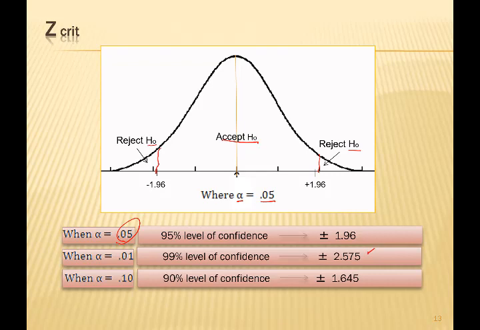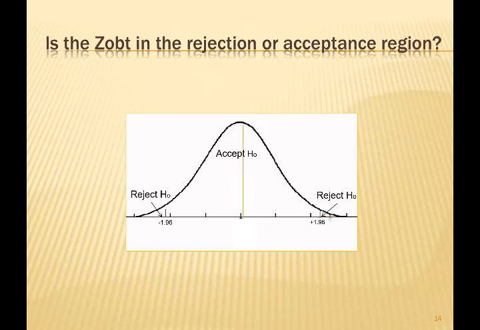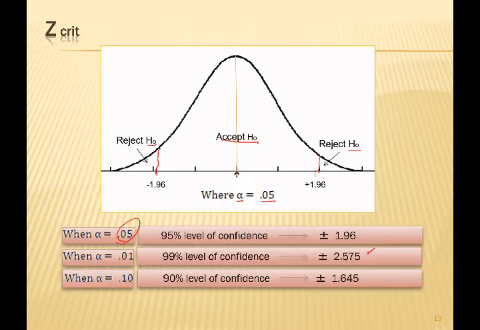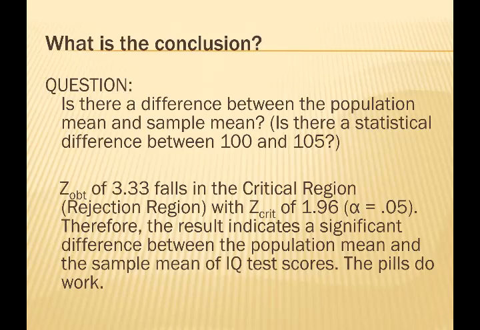So let's start with 0.05. So here is the z crit, or the scale. And we notice that 3.33, our z obtained, falls in the rejection region. But I also noticed that 3.33 is by far a very large number compared to the cutoff of 1.96. So I might try using the alpha of 0.01, which gives you the cutoff of 2.575, and you notice that our z obtained is larger than even that, and so we would still be able to reject a null at 0.01.